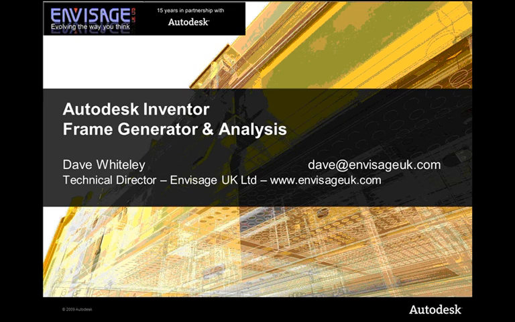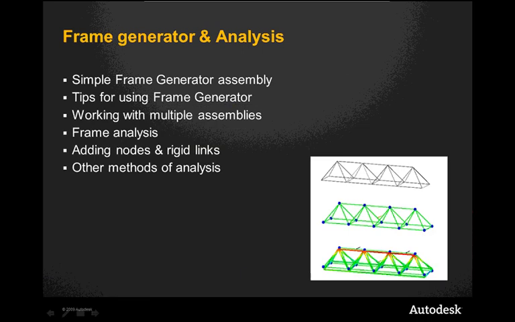Okay, what are we going to do this morning? We're just going to create a simple frame generator assembly. I'm going to go through some tips that I've come across when using the frame generator in Inventor. We'll also work with multiple sub-assemblies. We're not only just working in single assemblies these days, you're going to be designing separate sub-assemblies, placing them together into a GA, and we want to see how this works as well.